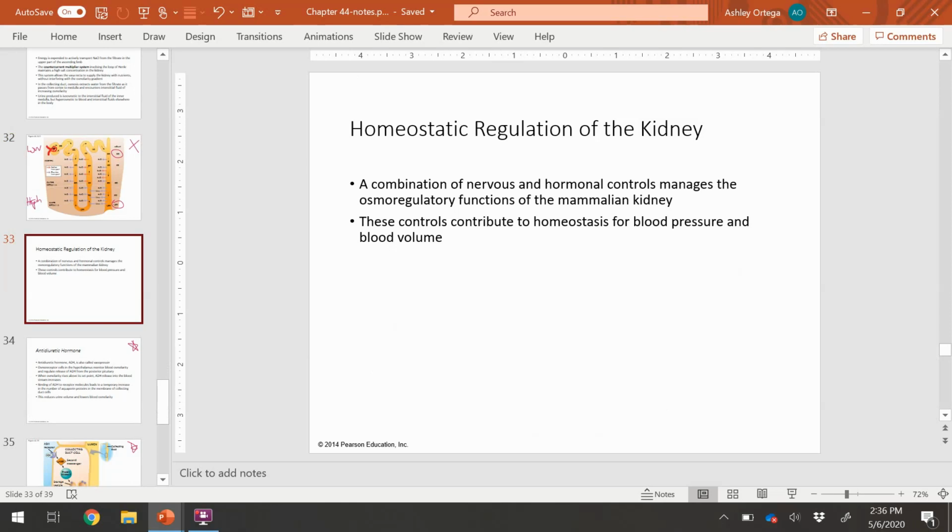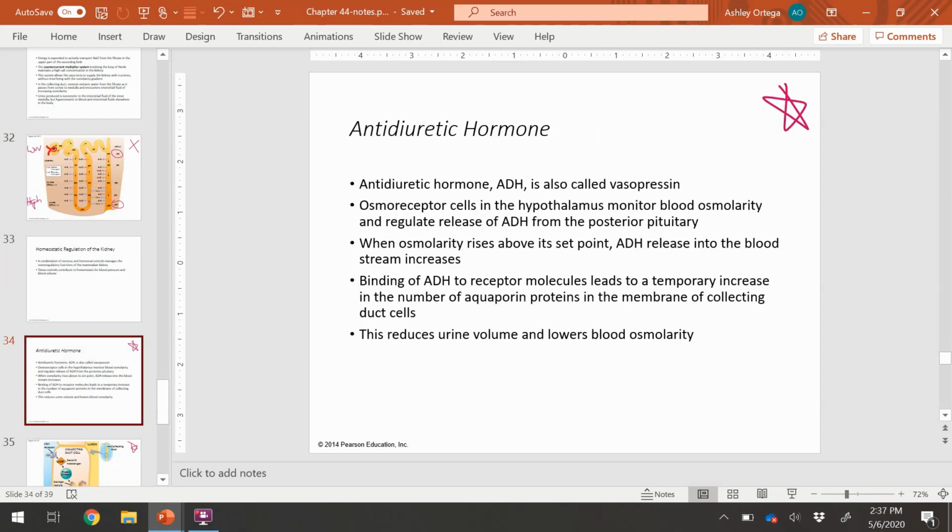So the kidney has some regulations of nervous and hormonal controls that will regulate the functions. And we'll look at one of those here. It's called the antidiuretic hormone, or ADH for short. In older textbooks it is called vasopressin. This hormone is going to be very important in maintaining the blood osmolarity.